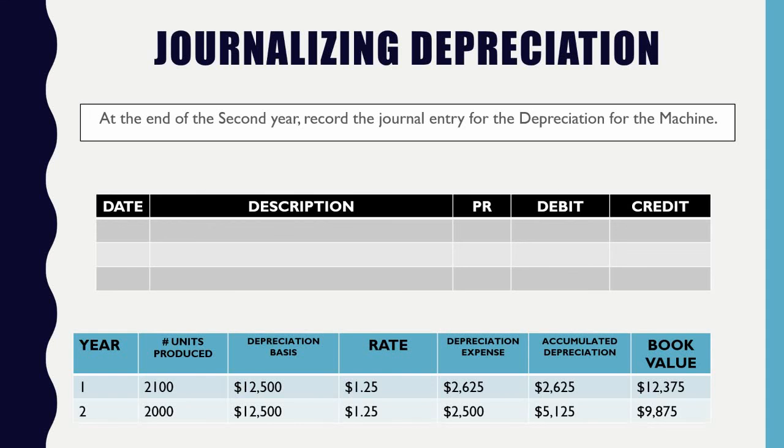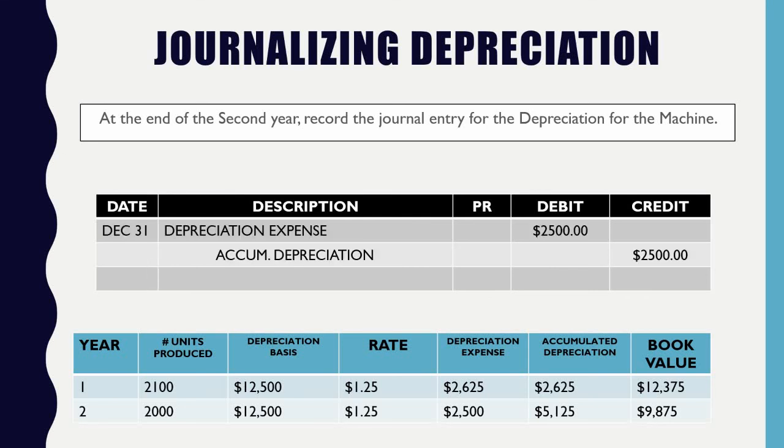So the next one is, let's go ahead and practice journalizing for the second year. How am I going to journalize depreciation for the second year? Debit depreciation expense. Good. Yes, you're going to debit your depreciation expense, and then you're going to credit your accumulated depreciation for the 2,500.